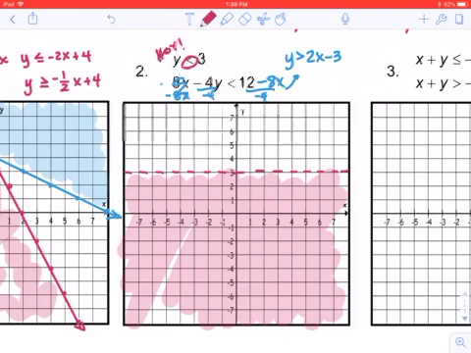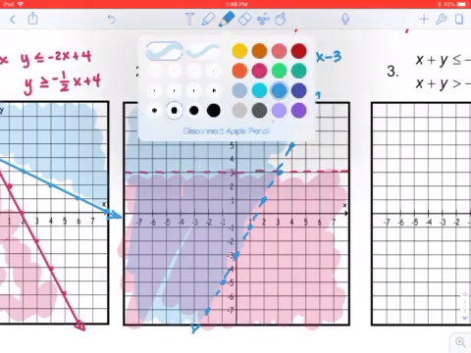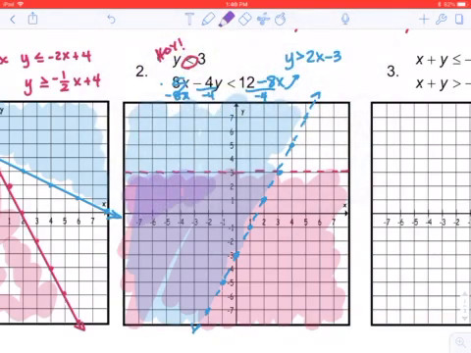Now let's go to the second one. Y is greater than 2x minus 3, so here's my -3 for my y-intercept. Slope of 2. Again, a dotted line because it's not equal to. And y is greater, so I need to shade above or up the y-axis. So I'm looking for the double shaded region. That's where it's both pink and blue. In other words, it's purple. So that's this whole area over here.